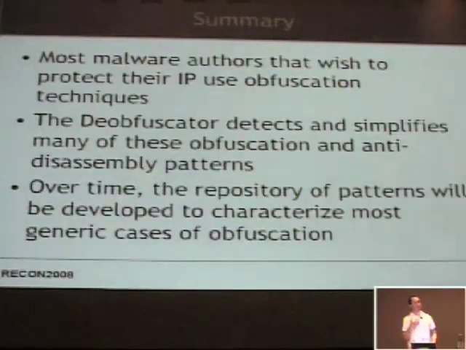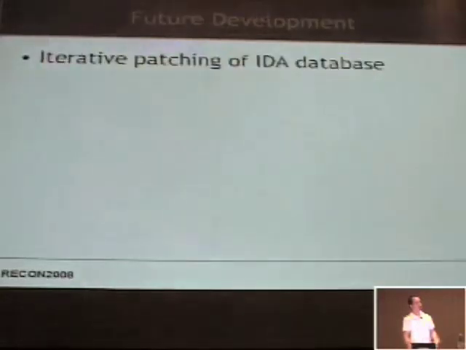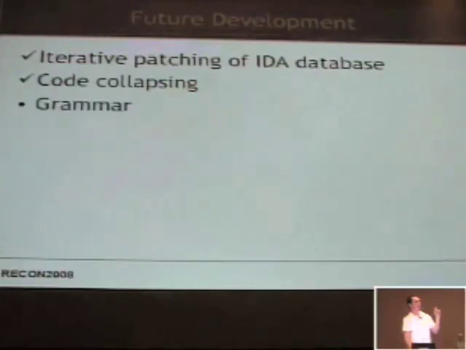So in summary, I would say that the reason this is a useful tool is that lots of malware authors use obfuscation techniques to hide their IP and keep you from reverse engineering it, also to evade antivirus software and that sort of thing. And we detect and simplify a lot of those patterns. And as we find more, we just add those to the database and we don't really have to do anything with them after that. Ideas for future development: we've already done patching and code collapsing, check that off.